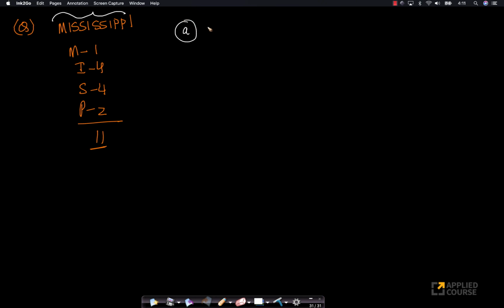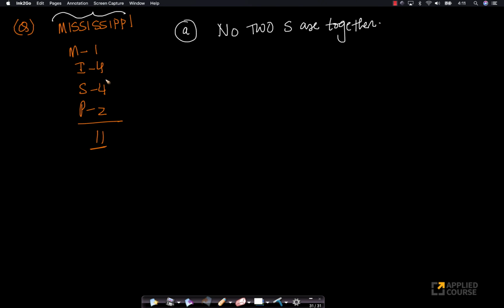Suppose I want to count the number of ways in which I can rearrange the characters in this word, in such a way that no two S are together. I don't want S to be together at all. Now, how do we do that?